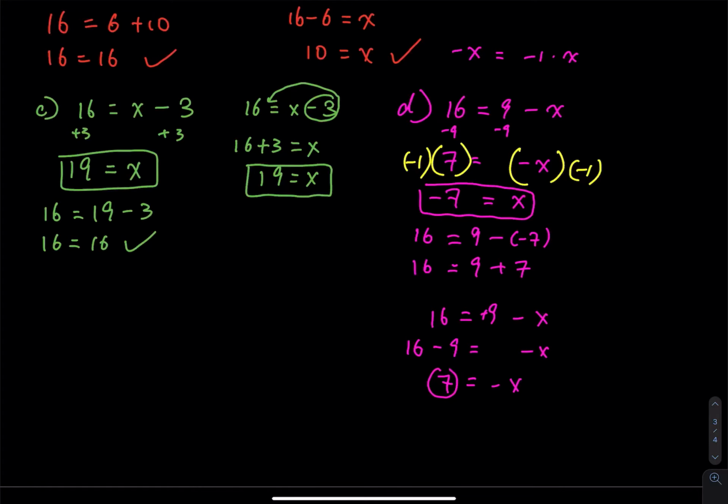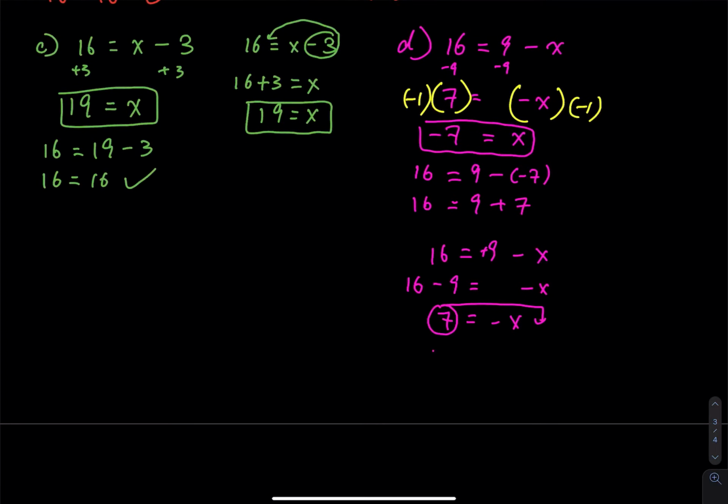So first, I move the 7 to this side, so that the left-hand side has nothing. Nothing is 0. Negative x plus 7 becomes minus 7. And then you move this back to the left-hand side. 0 plus x, so that will be x equals to negative 7. So I got the same answer. All right, let's do E.